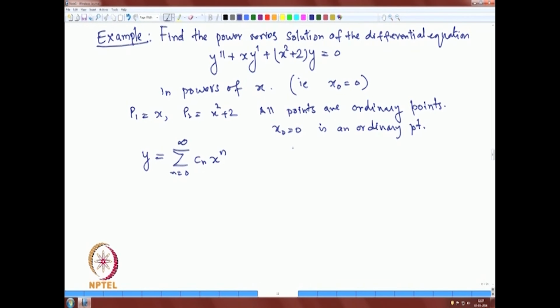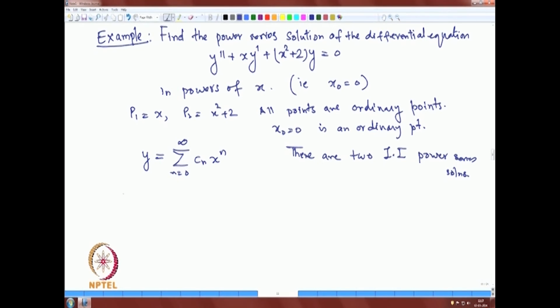So, there are two linearly independent power series solutions. Our aim now is to find this C0, C1, C2, Cn.